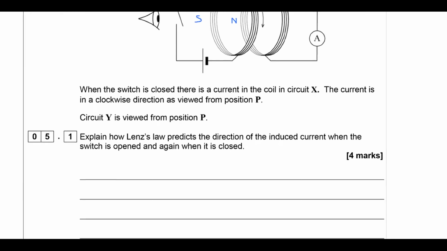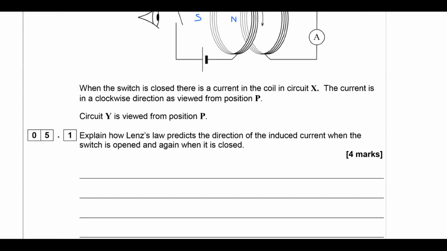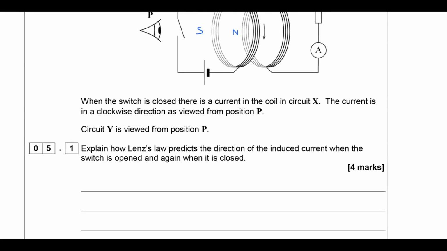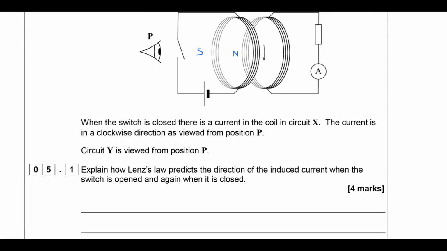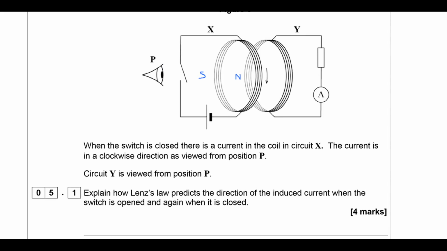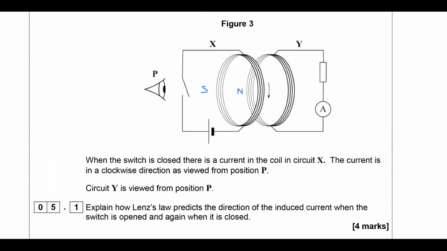Explain how Lenz's law predicts the direction of the induced current when the switch is opened, and again when it is closed. Okay, so when you close the switch, the current is going to go from 0 to going round clockwise. So the induced current will therefore have to go anti-clockwise because it has to be in the opposite direction. So that's when you close the switch.